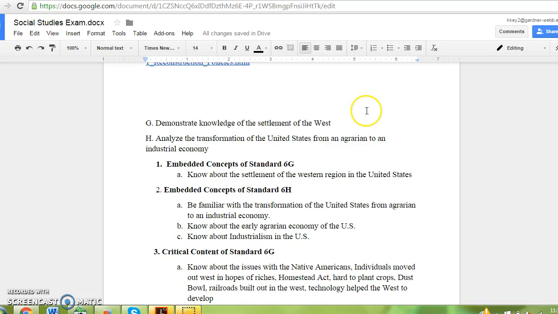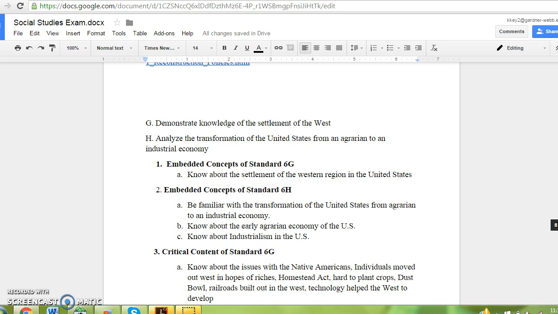This week I had to break down Standard 6G and Standard 6H. Standard 6G says demonstrate knowledge of the settlement of the West. Standard 6H says analyze the transformation of the United States from an agrarian to an industrial economy.